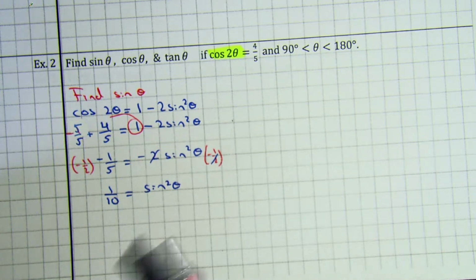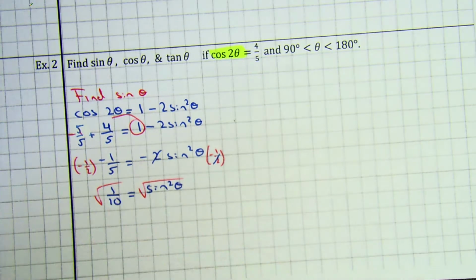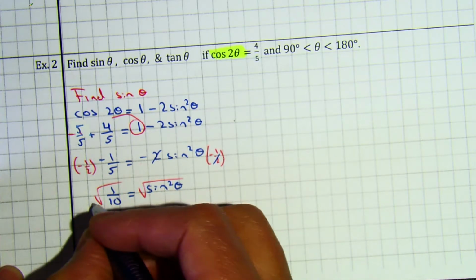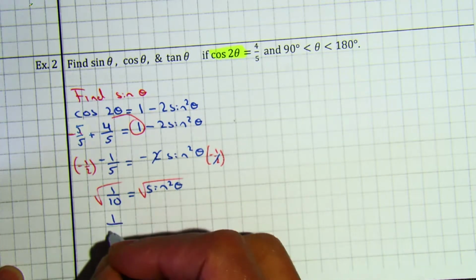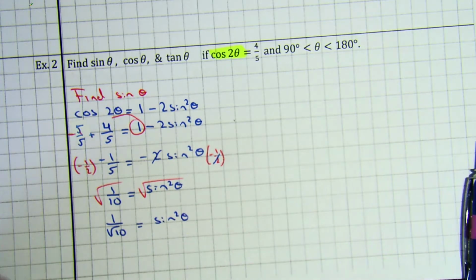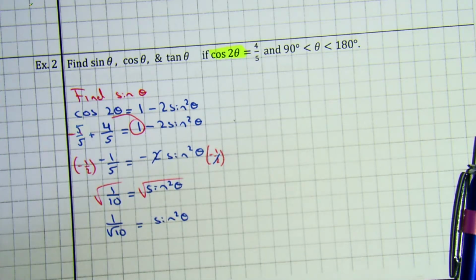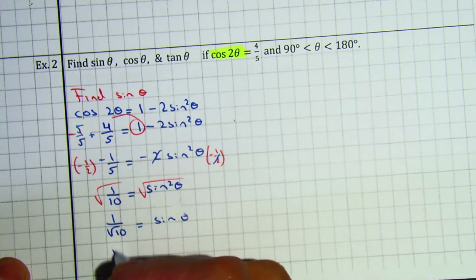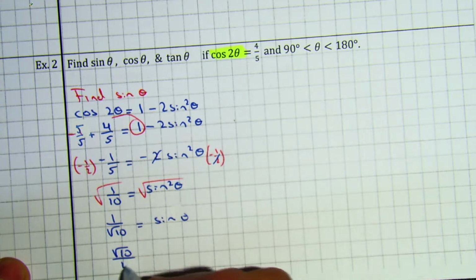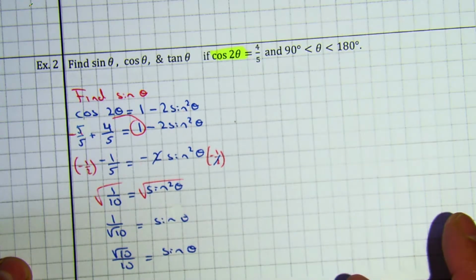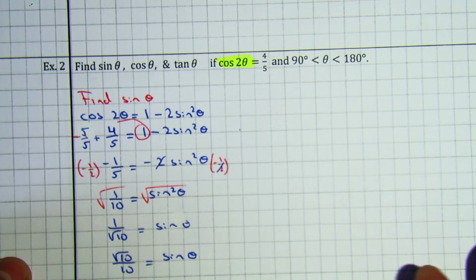I'm going to take the square root on both sides. So therefore, I end up with 1 over the square root of 10. And now I no longer have a square. The square root and the square cancel. I'm going to rationalize it. I'm going to multiply by the square root of 10. So that gives me square root of 10 over 10 equal to the sine of theta. But I have an error. Can you spot my error? What is my mistake?